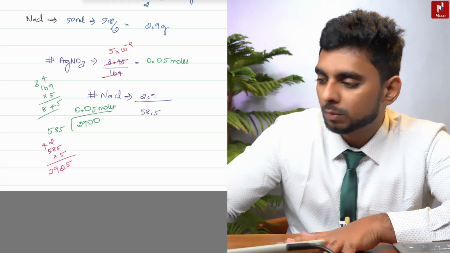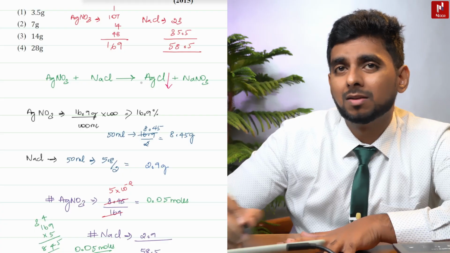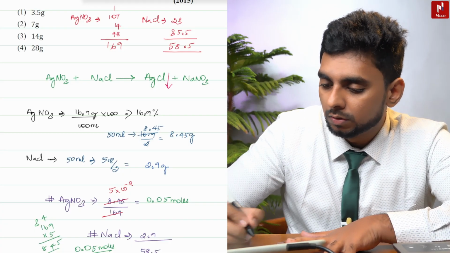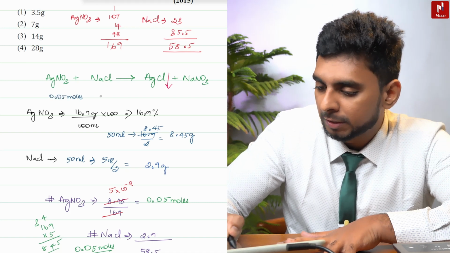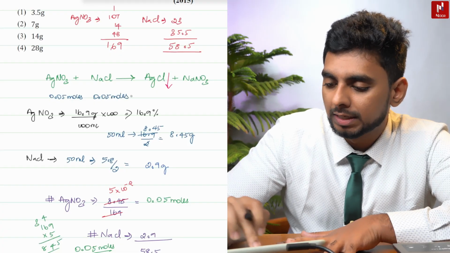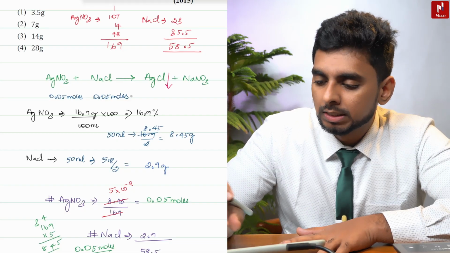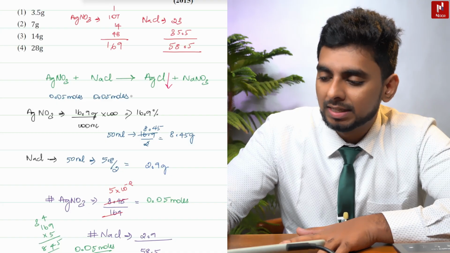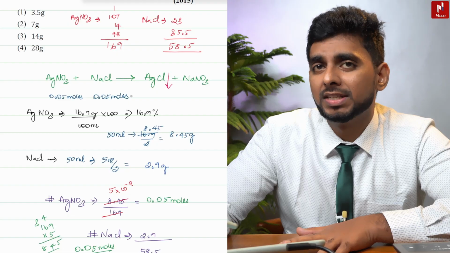So in this situation, there wasn't any limiting factor. Both AgNO3 and NaCl were present in the same amount of moles. Got it? So here you have 0.05 moles, and with respect to NaCl, you have the same moles, 0.05 moles. In both conditions, I have the same number of moles, which means you will have 0.05 moles of AgCl formed, and the same way 0.05 moles of NaNO3 formed. Now I have the number of moles of AgCl that has been formed.